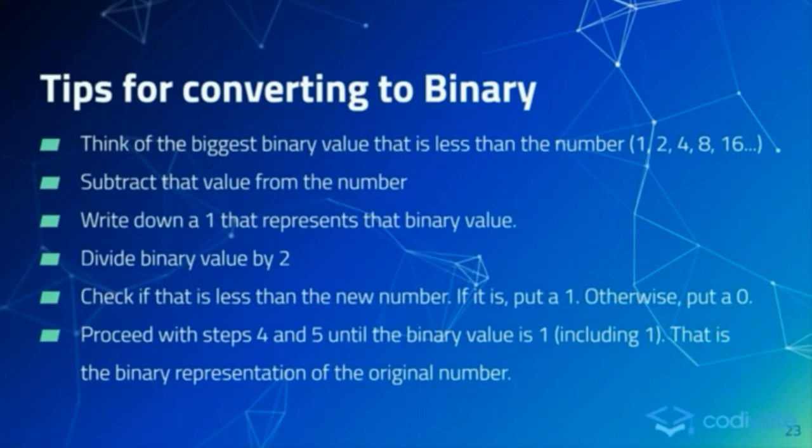Tips for converting to binary. Here are a couple tips to make it easier for you. First, think of the largest binary value that can go into the number. That means it could be 1, 2, 4, 8, 16, whatever. Subtract that value from the number. Write down a 1 that represents that binary value. Divide that binary value by 2. Then check if that is less than the new number. If it is, then put a 1. Otherwise, put a 0. Proceed with steps 4 and 5 until the binary value is 1, including 1. That is the binary representation of the original number.